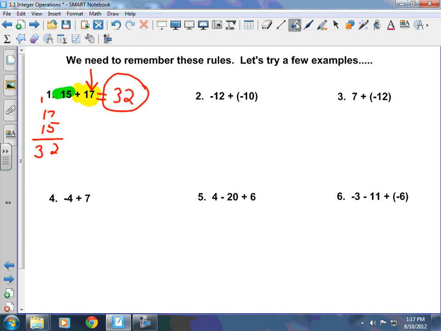Let's look at number 2. Number 2 has a negative 12. Then you see a plus minus 10. You cannot have two signs together. You have to simplify that and make it one sign. When you have two signs together, they have to change to one sign. A plus and a minus makes this sign a minus. So I'm going to have negative 12 minus 10. So I'm going to rewrite it. And this is what I want you to do also. Negative 12 minus 10. This is showing my work.